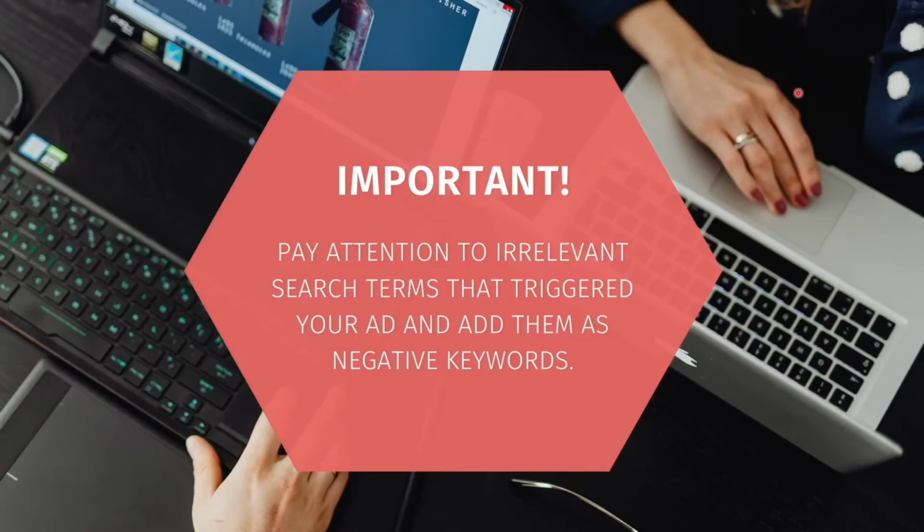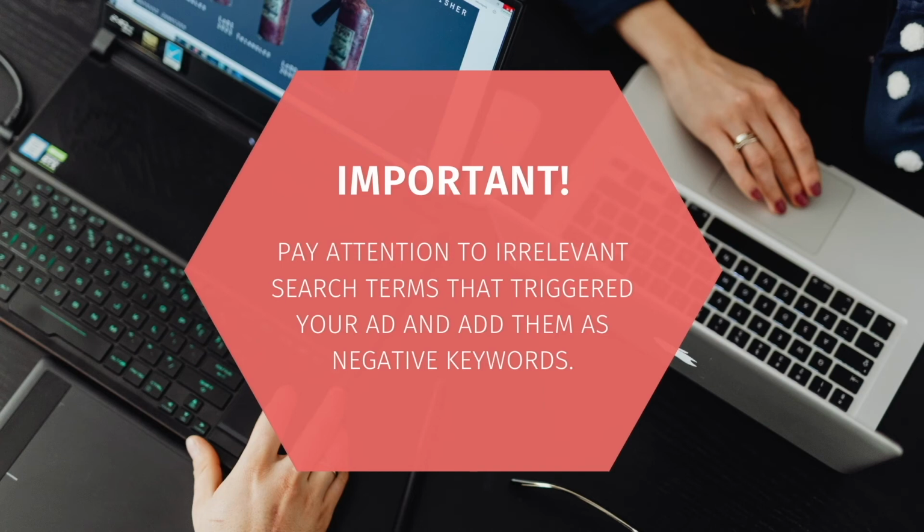Reiterating this right here. It is so important to pay attention to irrelevant search terms that triggered your ad and add those as negative keywords. This really is the make or break of your campaign. Your budget can be spent so quickly, and sometimes it's confusing to know what happened. I'm following everything here. Why am I not getting this? Or if you have a digital marketing agency that's running your ads, why are you not getting your ROI?